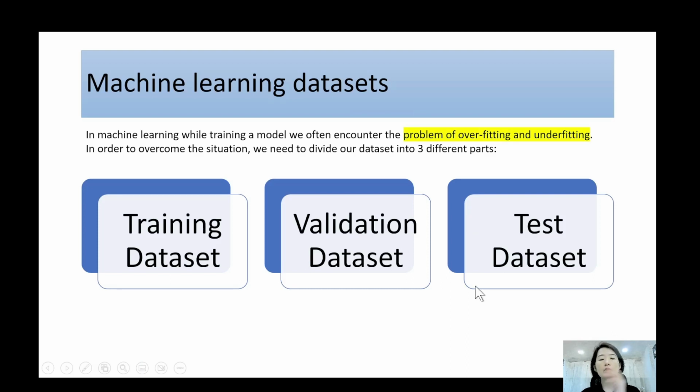In machine learning, while training the data set, we often encounter the problem of overfitting or underfitting. So in order to overcome the situation, normally we will divide our data set into 3 data sets. The training set is used to train your algorithm, and after that you will need to use another different data set to validate your algorithm, and another data set to test your algorithm. This also means that, let's say you have a big data set with 200,000 records, then you will need to split it into training set, validation set, and test set.